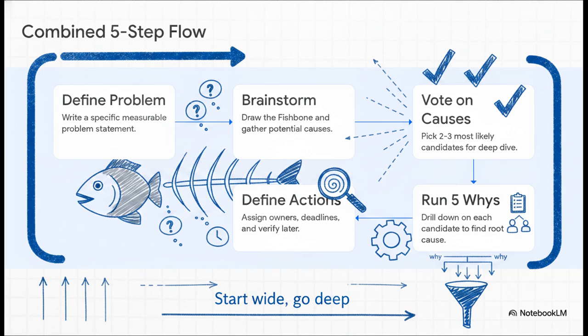Step 4, you take those winning candidates and you run a 5 whys drill down on each one to find their specific systemic root causes. And finally, step 5, you define your corrective actions, you assign clear owners, and you verify them a few weeks later to make sure they actually worked. It's brilliant. You start wide, you locate the hotspots, and then you go deep.